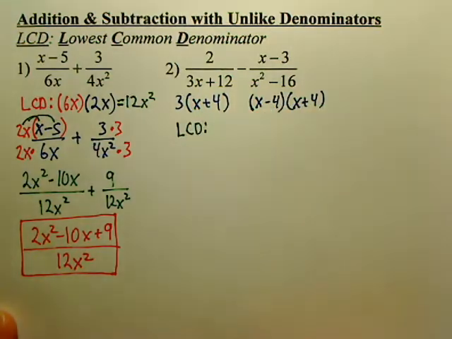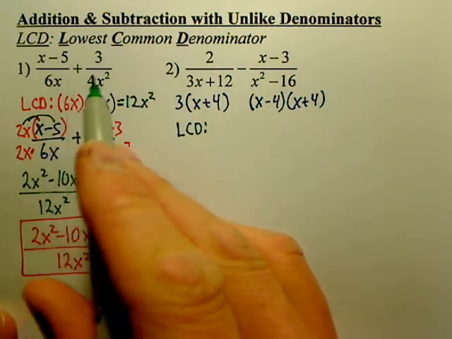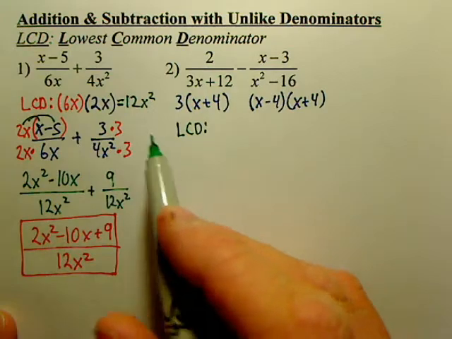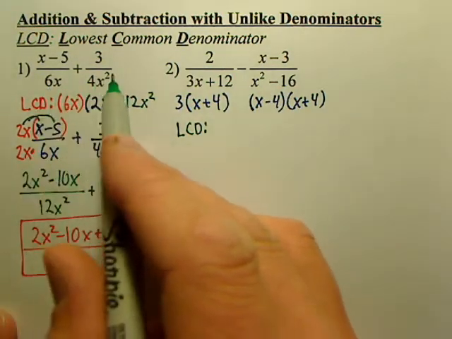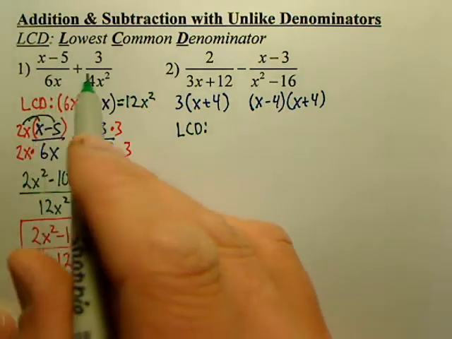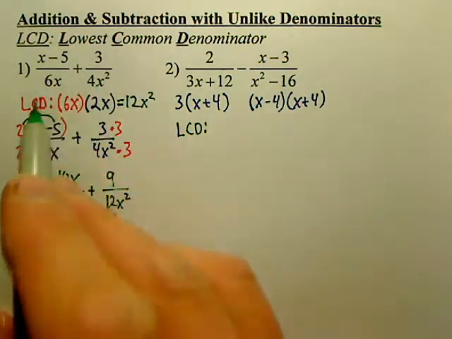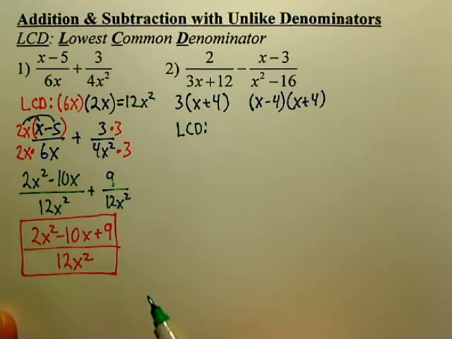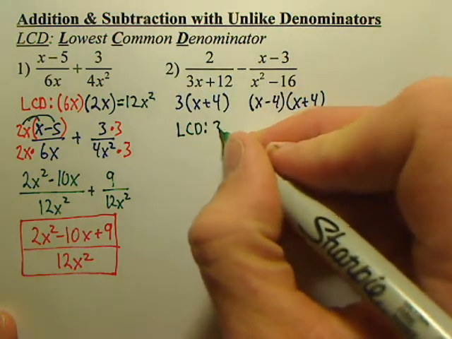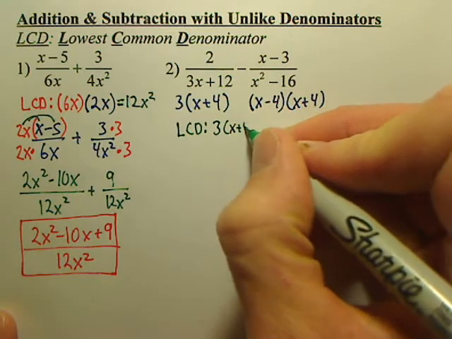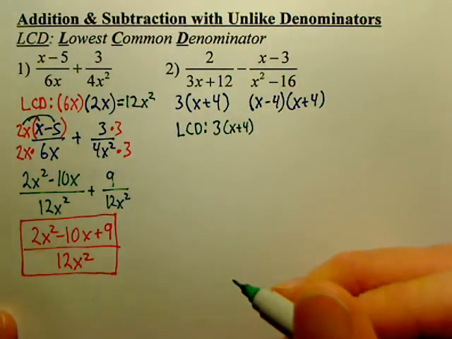LCD. Like I said before, you choose one of the terms, all of it. Over here I chose the first one, but I didn't have to choose the first one to start with. You could choose the second one and look at the next one to see what goes into it. You just want to choose one of the denominators to start off with. So, let's just take the whole first one, 3(x + 4).